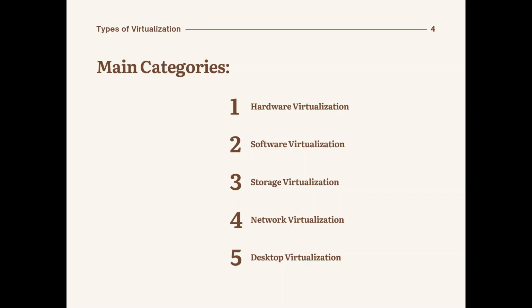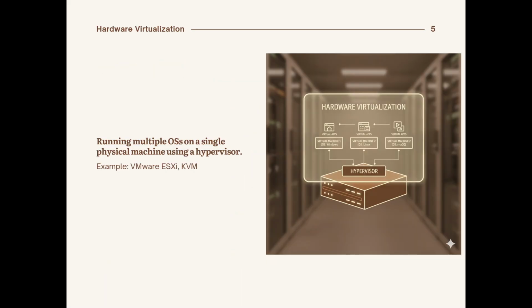There are mainly five types of virtualization used today: hardware, software, storage, network, and desktop virtualization. Let's go through them one by one. Hardware virtualization allows multiple operating systems to run on a single physical server using a hypervisor. For example, a company might use VMware ESXi or KVM to run multiple servers virtually on one physical machine.